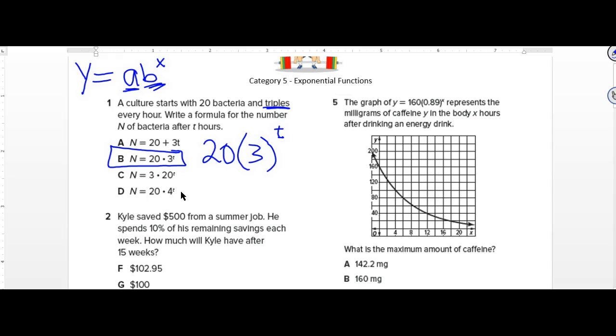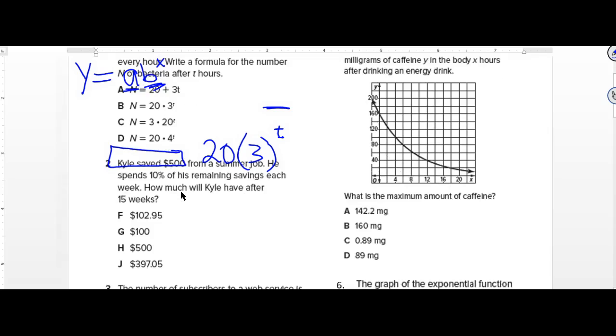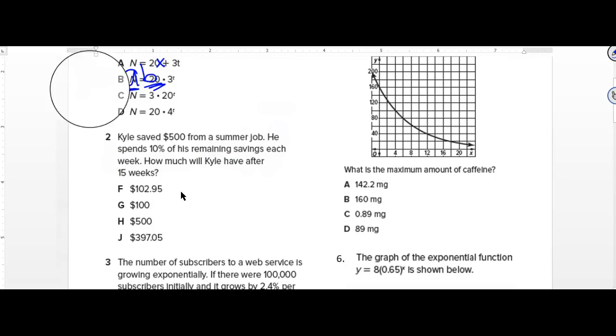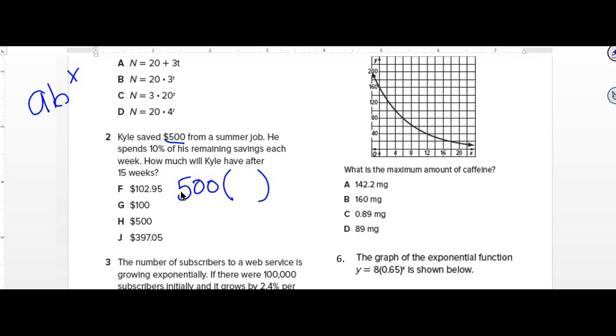Number 2, Kyle saved $500 from a summer job. He spends 10% of his remaining savings each week. How much will Kyle have after 15 weeks? Again, we need a times b to the power of x. A is the starting amount, $500. B is the growth rate. The problem with this is they give us a 10% growth rate. Well, actually, he's spending 10%, so it's our decay rate.